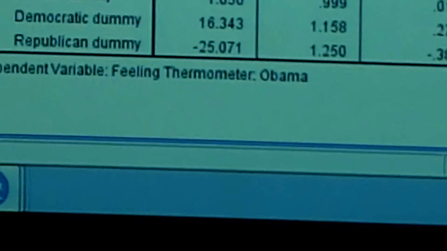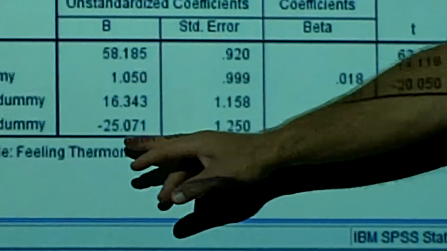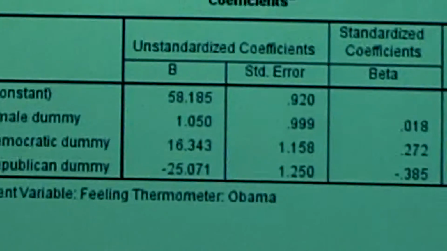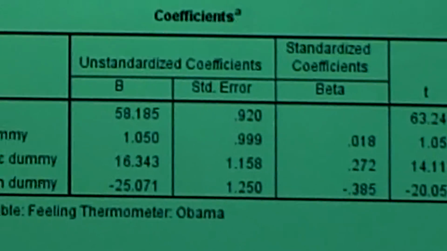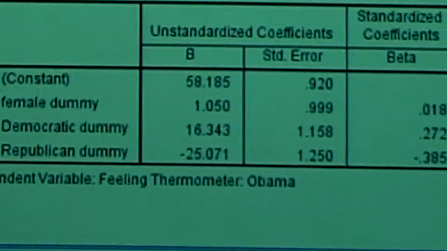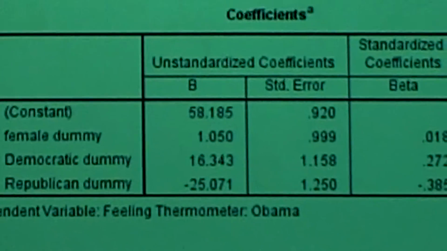Look at Republicans. Compared to independents, the excluded category, their feeling thermometer scores are 25 points less. I think a proper interpretation of this is that Republicans seem to dislike Obama more than Democrats like Obama. I'd have to think about that a little bit more.